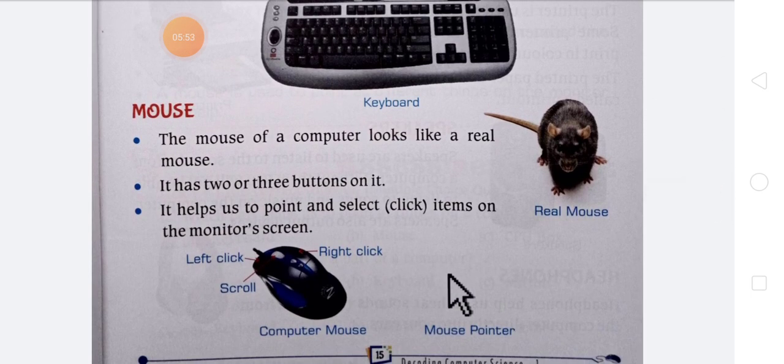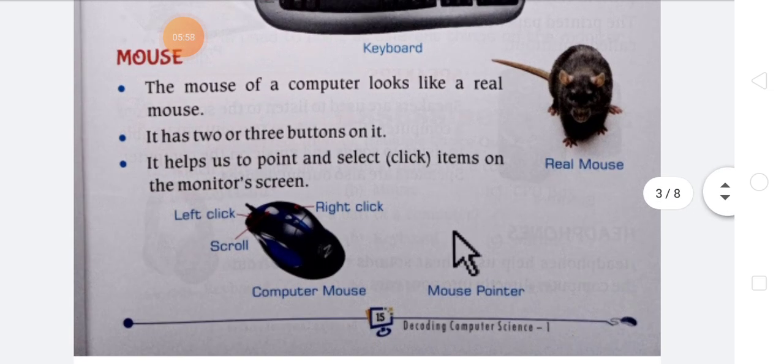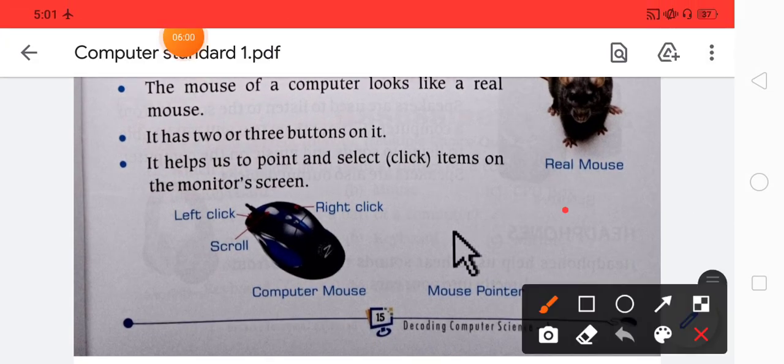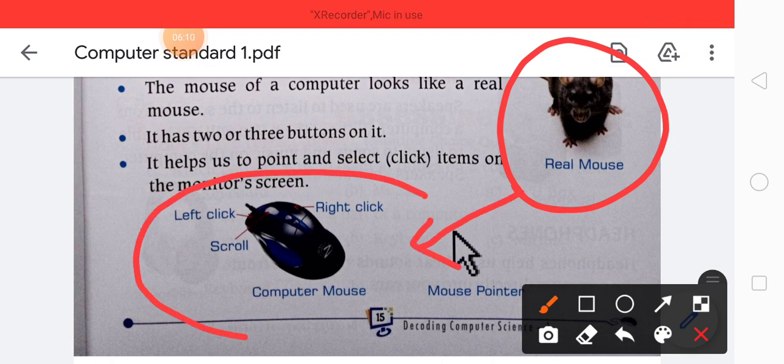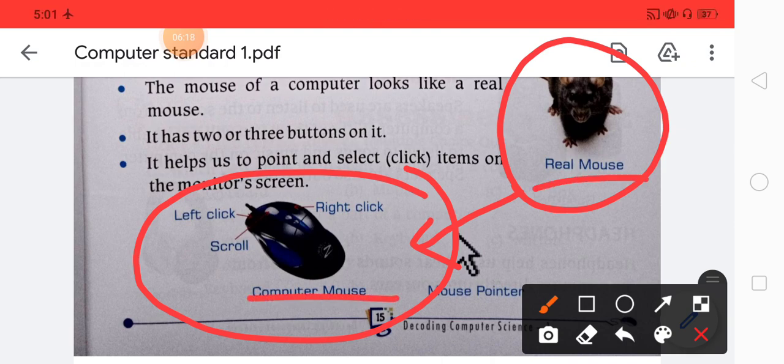The mouse of a computer looks like a real mouse. Okay students, you can see this one is the real mouse. It is just like a mouse. You can see this one is the picture of the mouse of a computer. So you can compare this one and this one. A mouse has different parts.